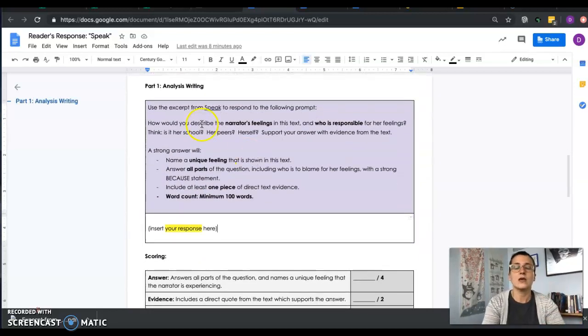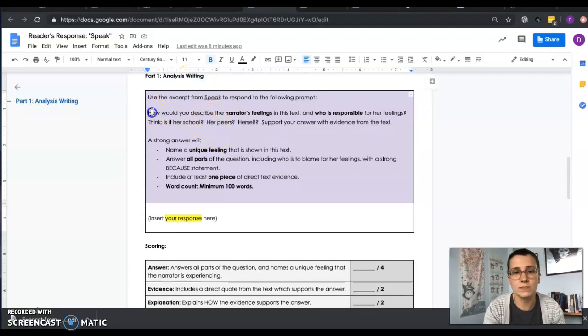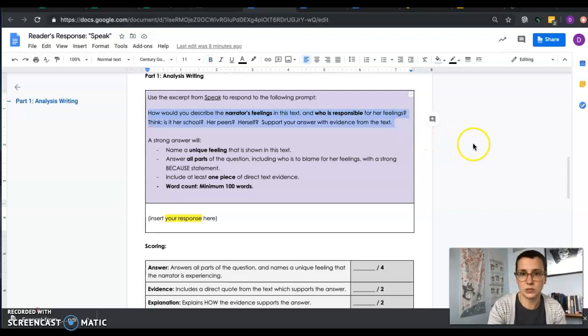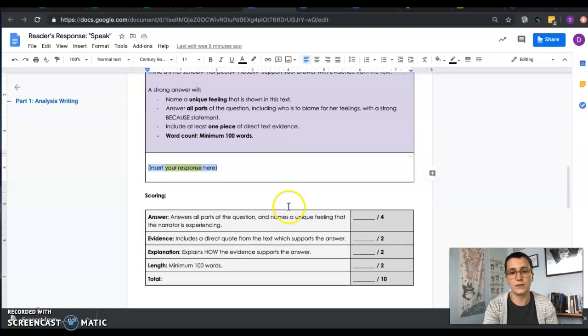Okay, so the first thing you need to do is some analysis writing. Okay, here is the question. How would you describe the narrator's feelings in this text, and who's responsible for her feelings? So it could be any of these things. You should just support your answer with evidence, and you write your response right here. Okay? This is worth 10 points.